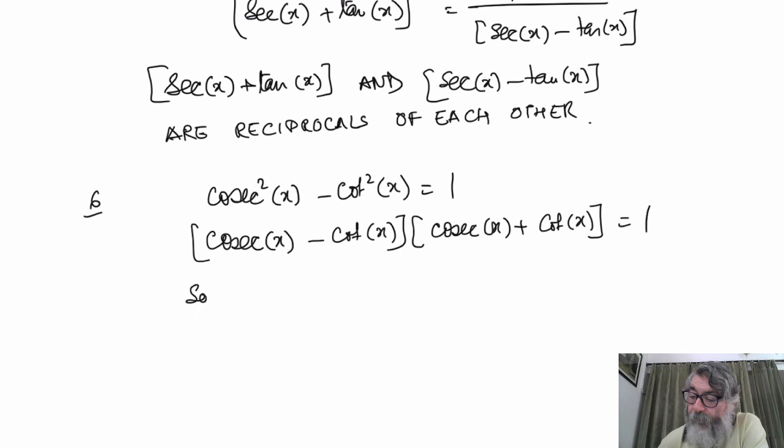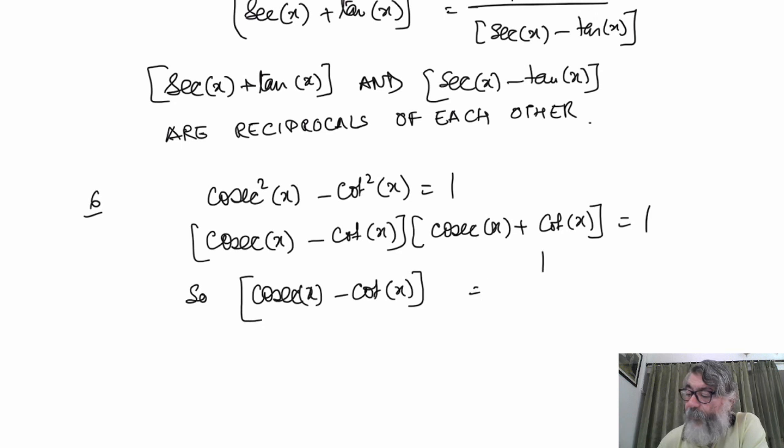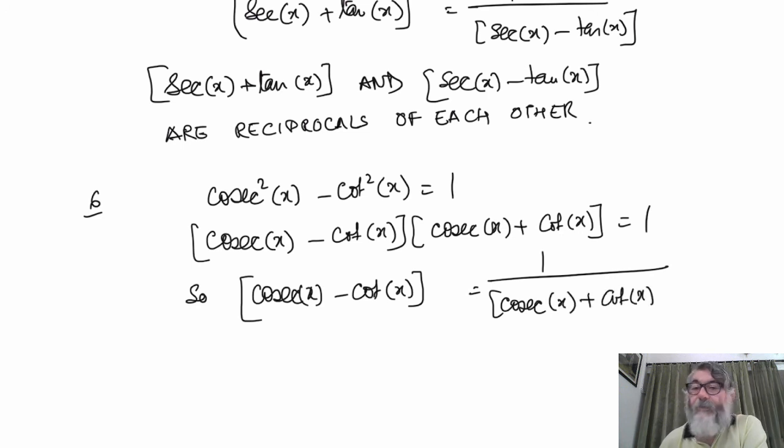So cosec x minus cot x can be written as 1 upon cosec x plus cot x. Cosec x plus cot x. They are reciprocals of each other because if I multiply them, I'll get the product as 1. So they are reciprocals of each other.